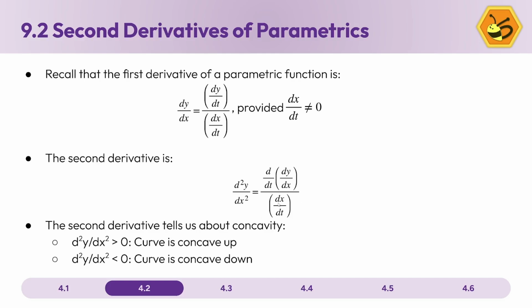Actually, just to finish this slide, so real quickly again, remember our second derivative tells us about concavity. So a positive second derivative, we have a concave up curve. A negative second derivative, we have a concave down curve. Okay, I just wanted to get this slide finished. So let's come back to the idea of why we have to divide by dx/dt.